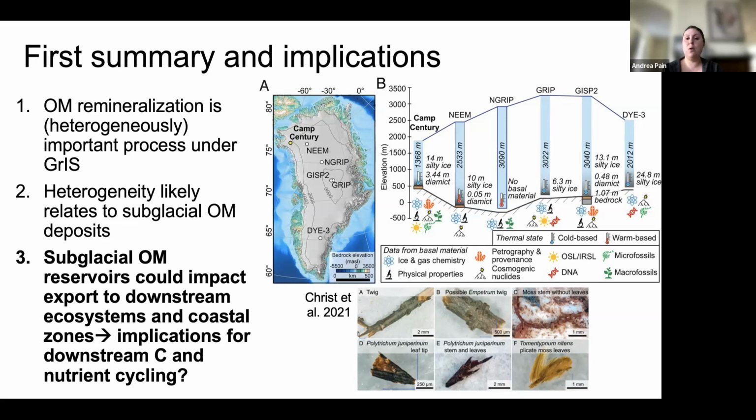So if we think about what's going to happen in the future as the ice continues to melt, the presence of all this organic matter suggests that the subglacial organic matter reservoirs could impact exports of biogeochemical materials downstream to downstream ecosystems and coastal zones, which would suggest that the retreat of the Greenland ice sheet has significant implications for both downstream carbon and nutrient cycling.